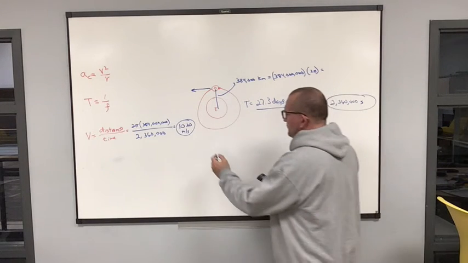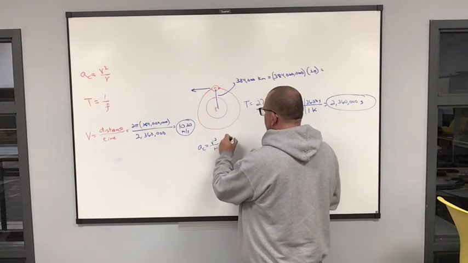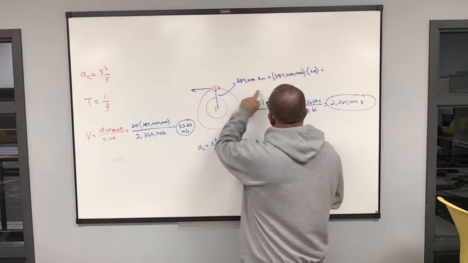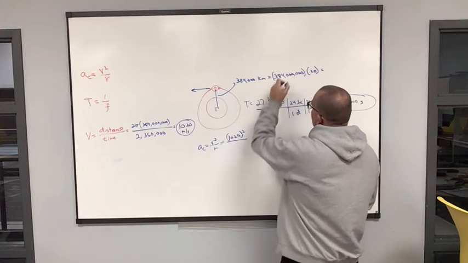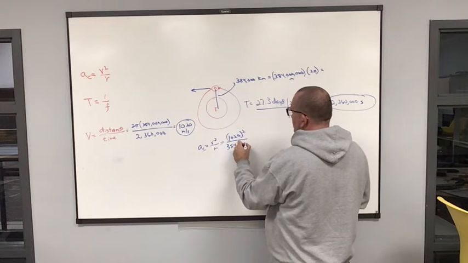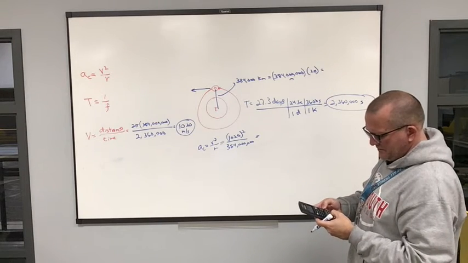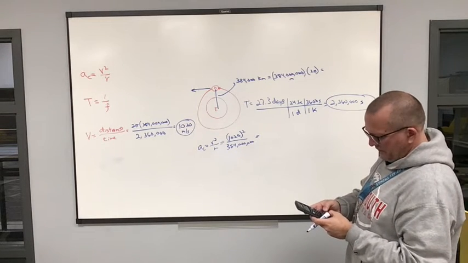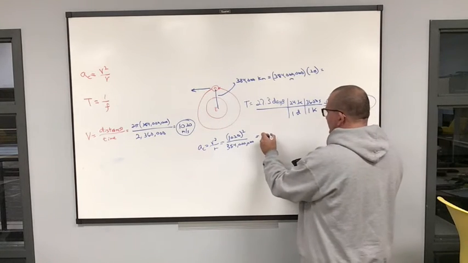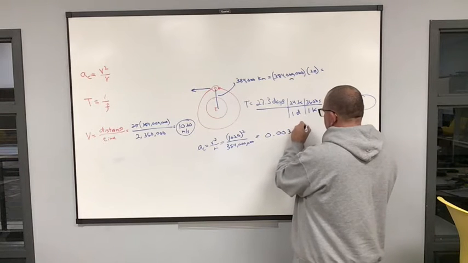But I want to find the centripetal acceleration. So acceleration is v squared over r, my velocity, 1,020 squared over my radius, but I want my radius in meters, so I want to use this number, not that number, 384 million. So 1,020 squared divided by 384 million, and I get 0.003 meters per second squared.